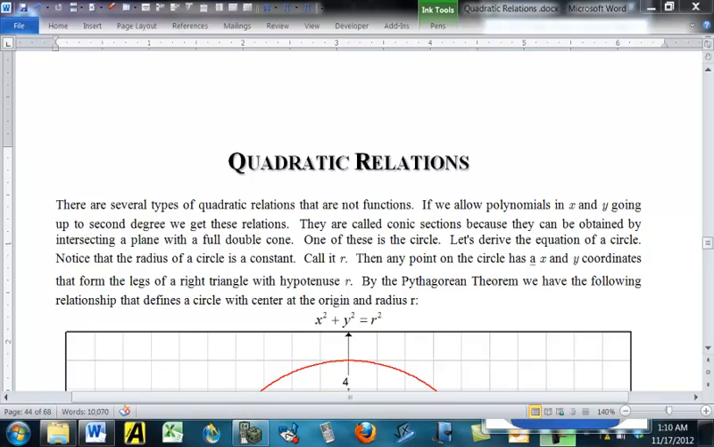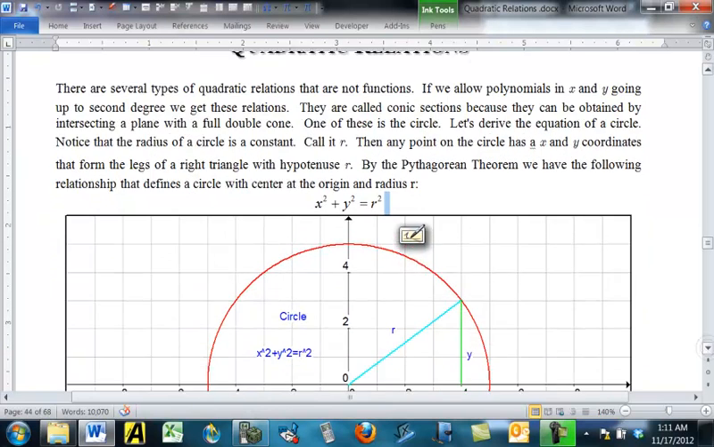Well, this section is called Quadratic Relations, and there are actually other quadratic relations besides quadratic functions. We can talk about polynomials up to the second degree, but we could have a square on both x and y, for example. And one of the things that we can look at is a circle that turns out to be this.